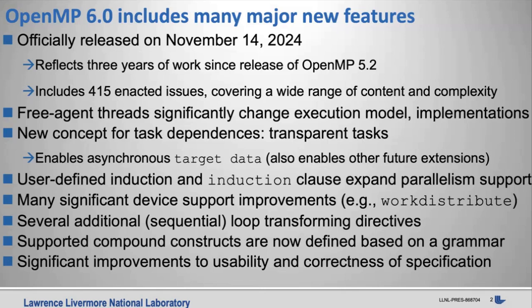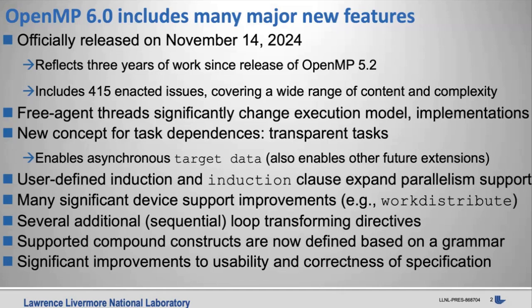A big change is that we've changed how we specify the supported compound constructs. They're now defined based on a grammar. Previously, the compound constructs were defined basically individually and somewhat haphazardly, to be honest. Somebody said, oh, it would be really useful if I could specify this directive and this other directive as a single directive.